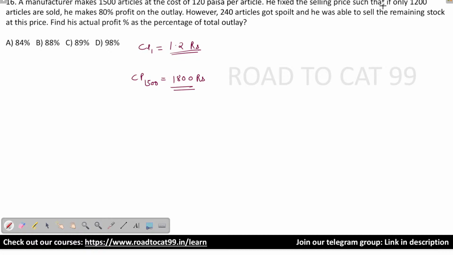He fixed the selling price such that if only 1200 articles are sold, let's say selling price of one article is x, so selling price of 1200 articles will be 1200x, right? So he fixes the selling price such that if only 1200 articles are sold, he makes 80% profit on the outlay. Outlay means 80% on this part. Cost price उसका 1800 ही रहेगा. So 1200x is my selling price.